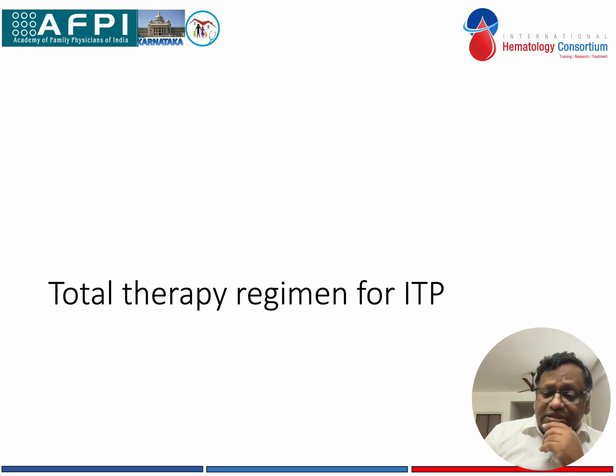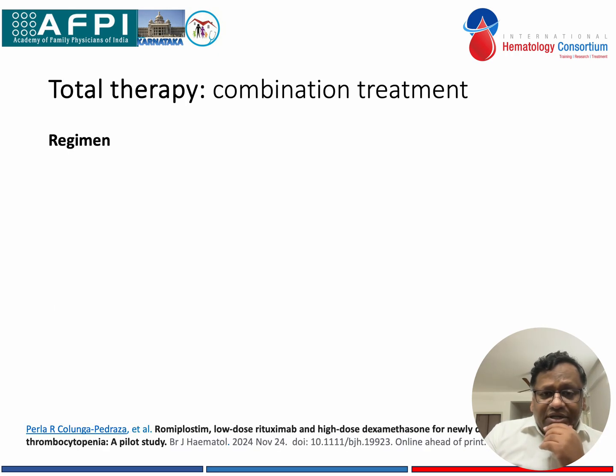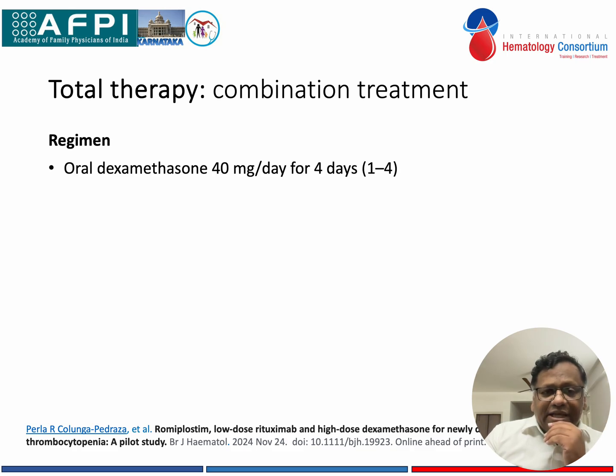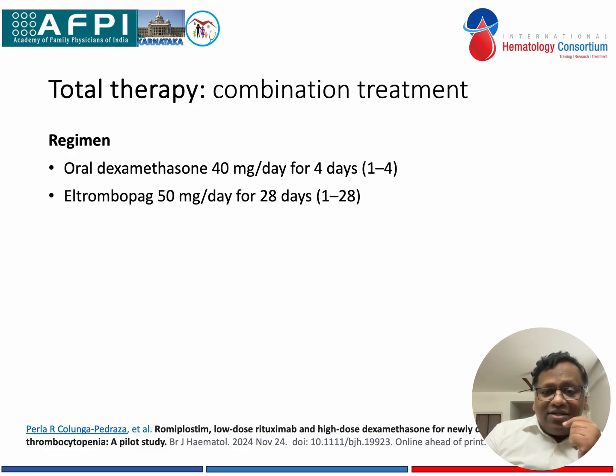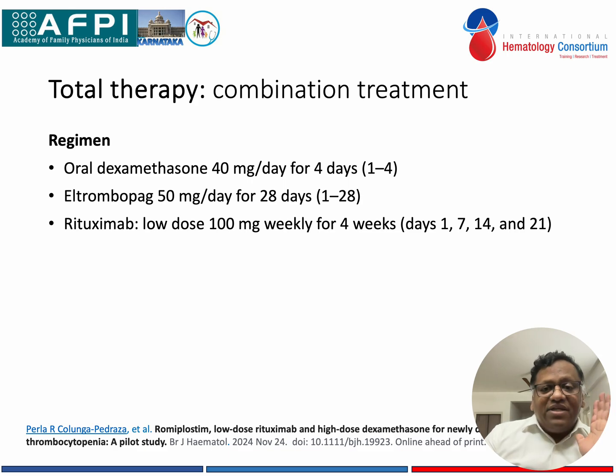So there was a paper for a regimen called total therapy, and this was a wonderful paper. And in this, you of course give steroids because autoimmune problem. So we start with dexamethasone; it works the fastest. Add thrombopoietin agent and give rituximab. Okay, low dose rituximab once a week, and total therapy.